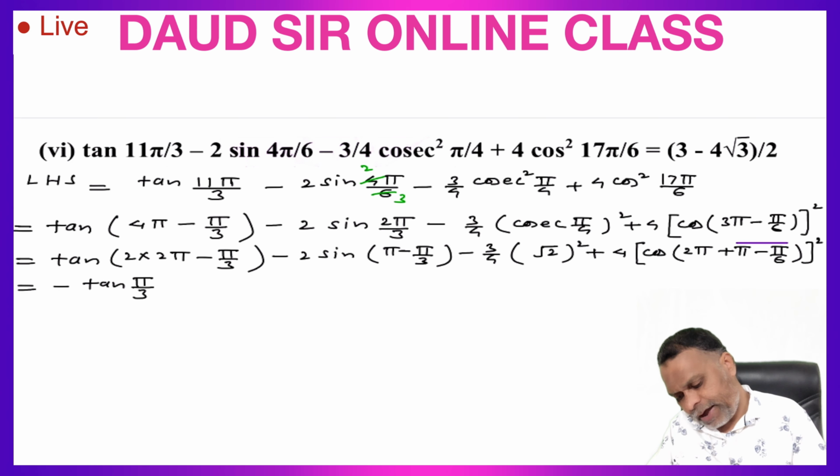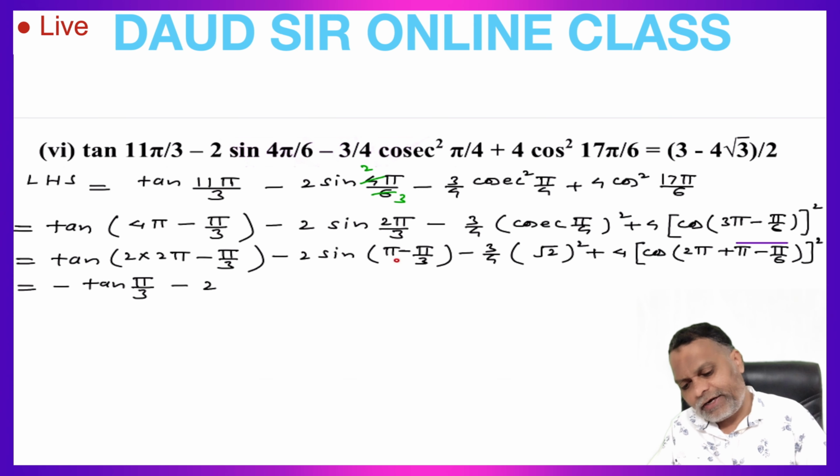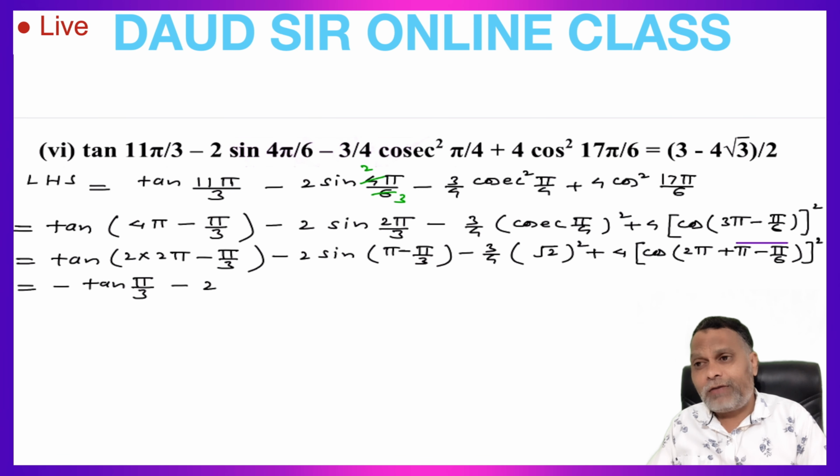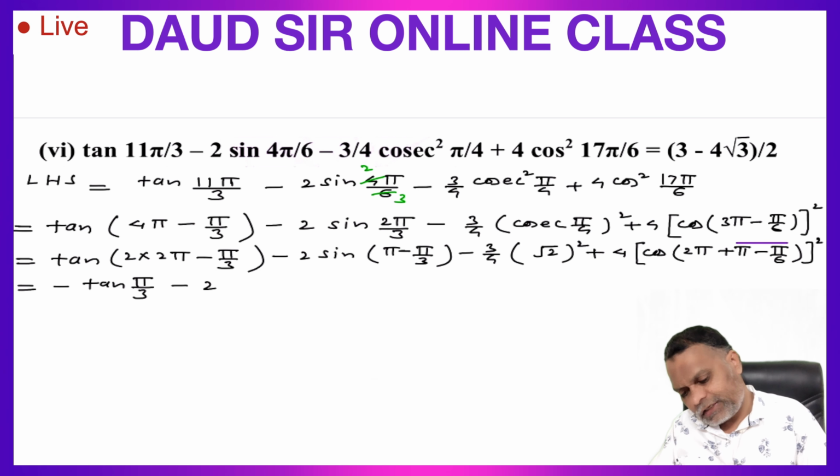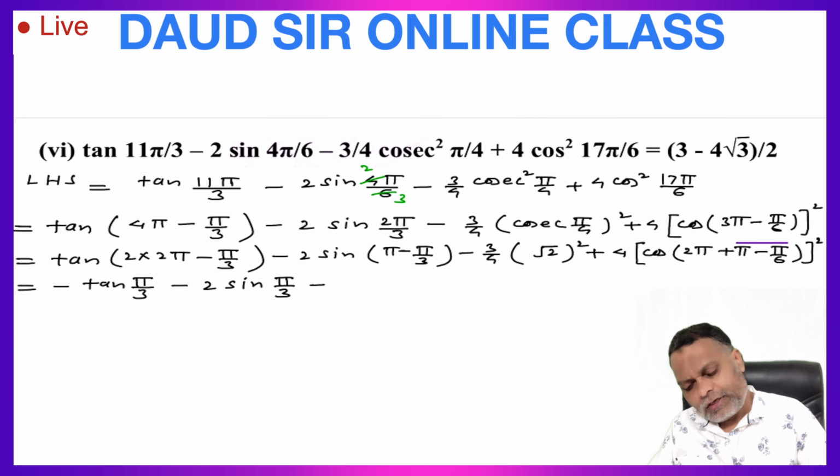Minus tan pi by 3, minus 2 sine 180 minus theta. 180 minus theta lies in second quadrant. In second quadrant sine is positive, so plus sine. In case of 180 no change, so this is sine pi by 3 only, minus 3 upon 4 into root 2 square 2, plus 4.